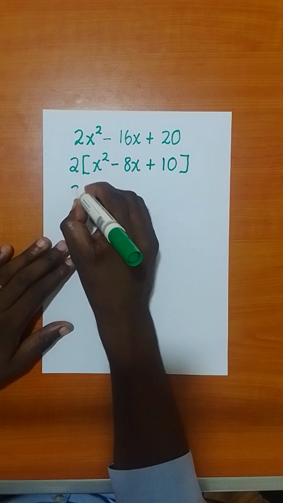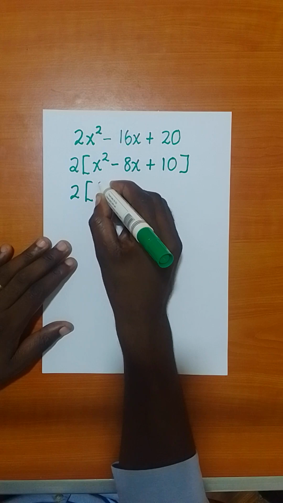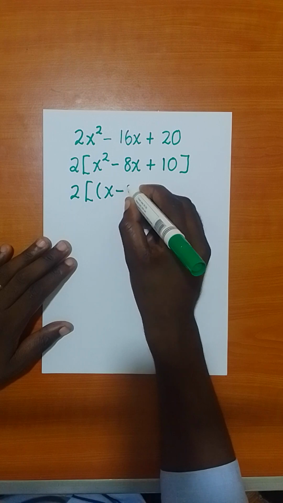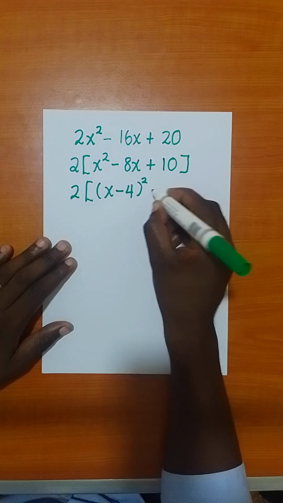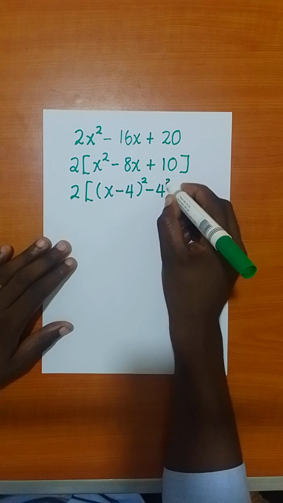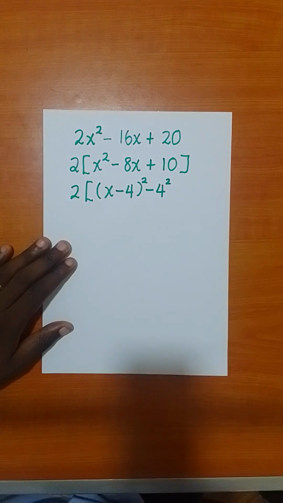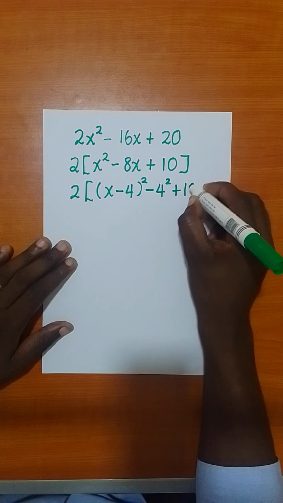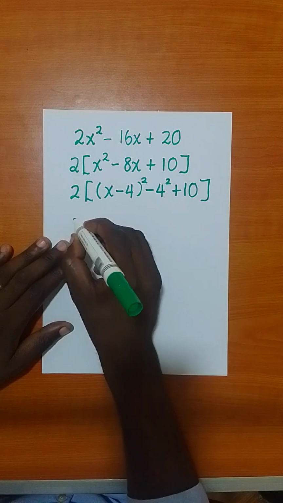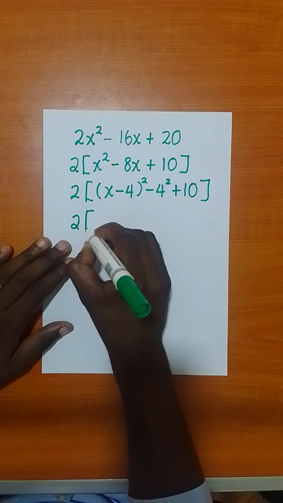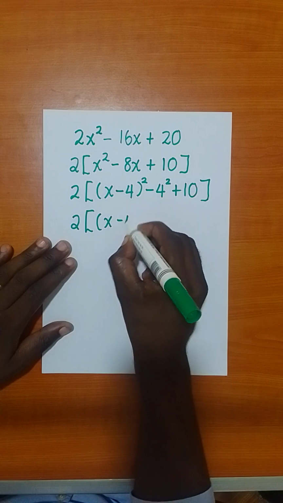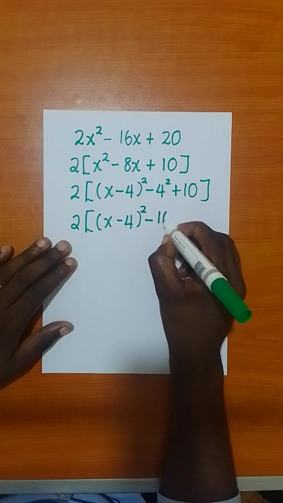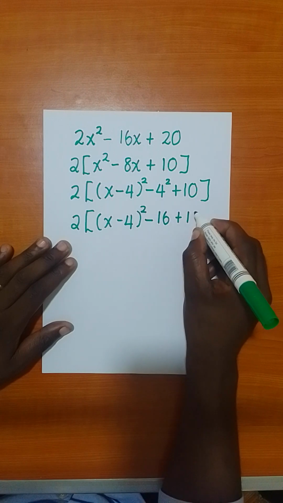Then we have 2. Now we basically follow the same process that we have done in the previous slide. Minus 4 squared, the 4 squared here that has been created by putting the square outside the bracket, plus 10. Then we have 2 times x minus 4, then 4 squared, we agree that it's 16, plus 10.